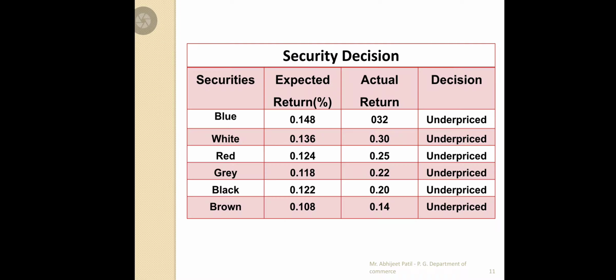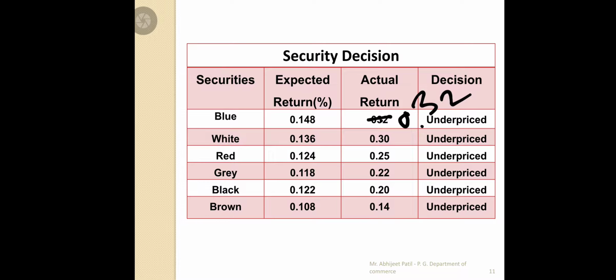Once we calculate the expected returns, ultimately we should find out the security decisions. Now, how can you take the security decision? We solved this in the last problem. You should compare the expected return and actual return. Suppose the first security is blue, the expected return is 0.148 and the actual return is 0.32.